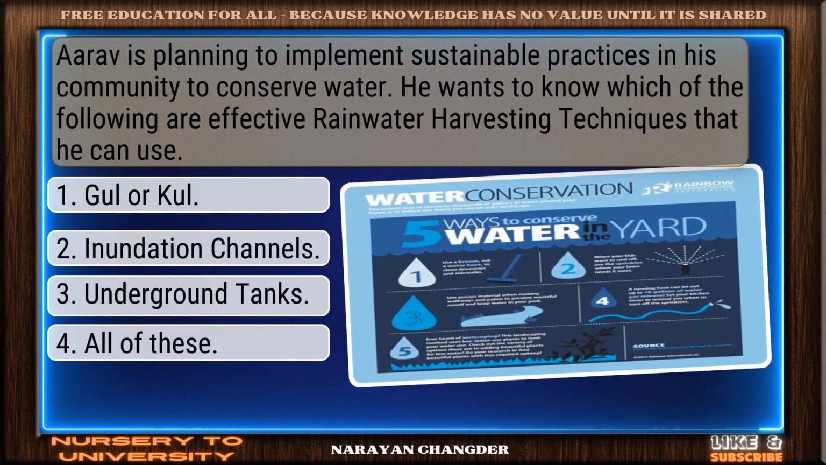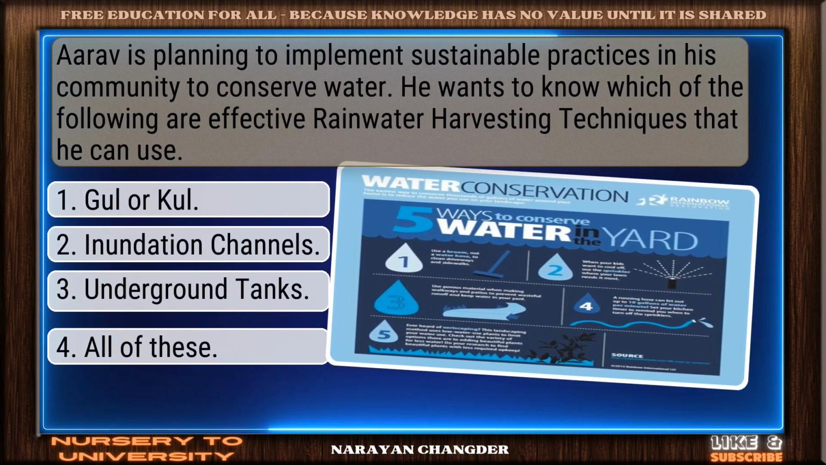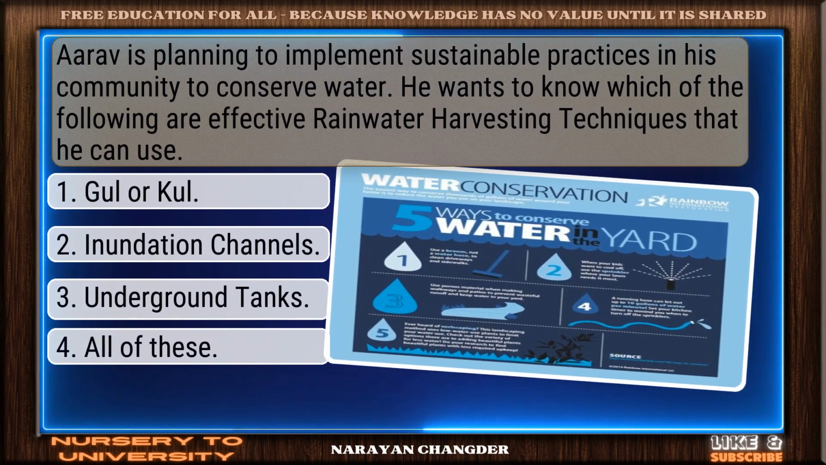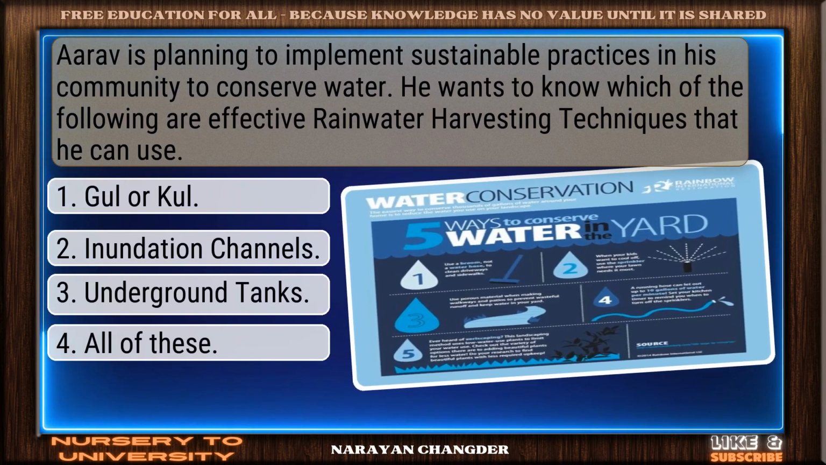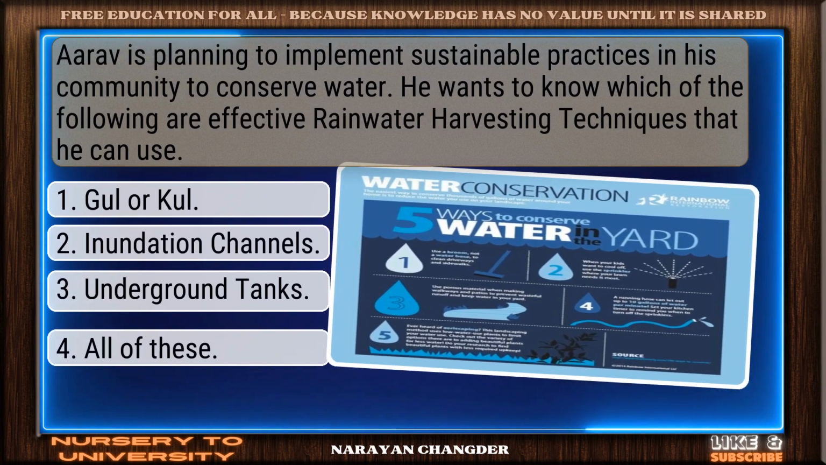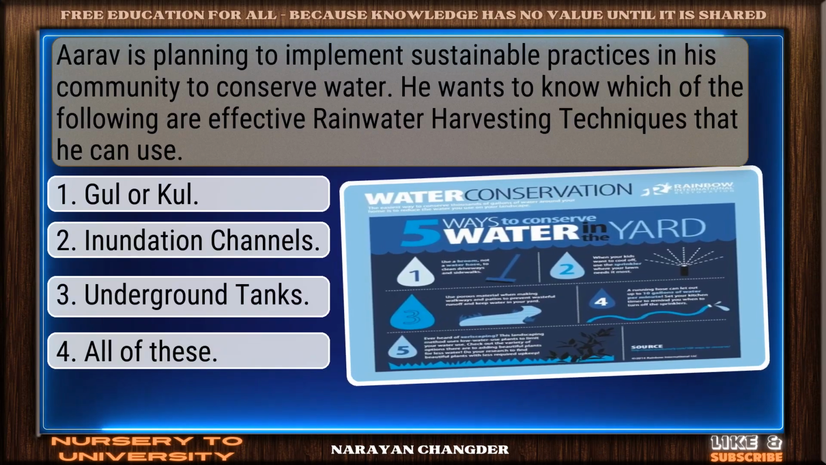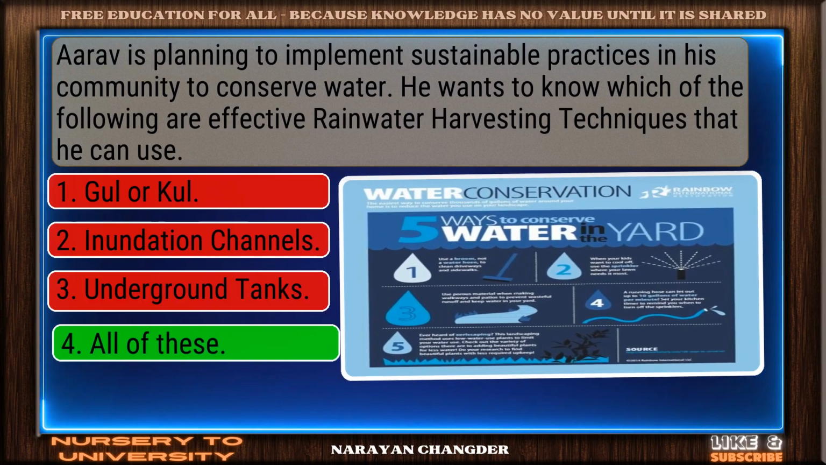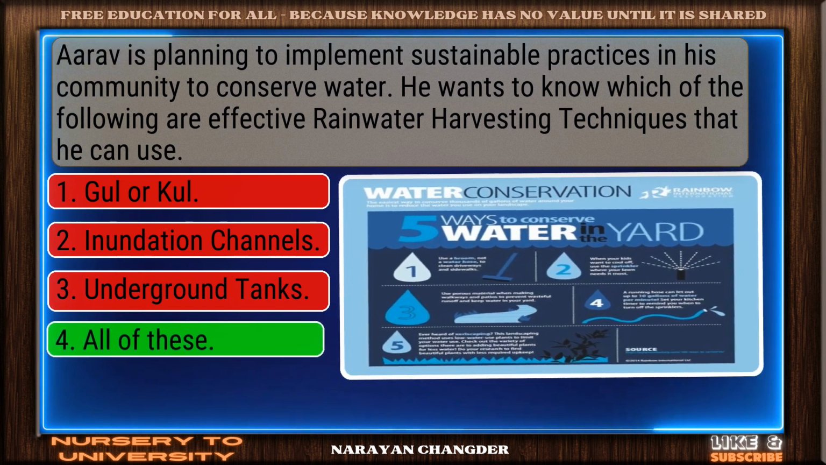Arav is planning to implement sustainable practices in his community to conserve water. He wants to know which of the following are effective rainwater harvesting techniques that he can use. Valid point. All of these is true.